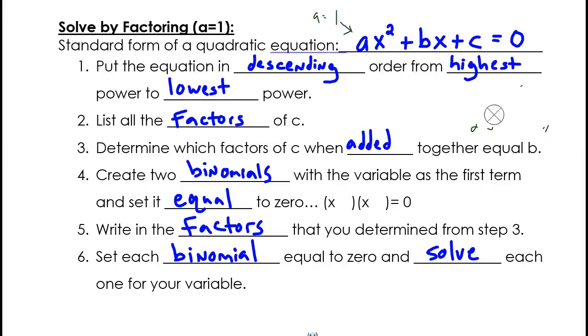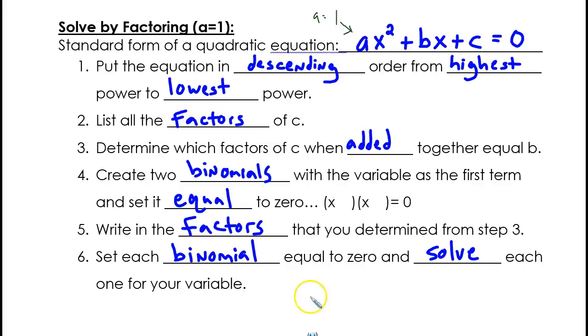Let's clear that out. So once we list out the factors of c, the constant term, we'll determine which factors of c would add together to give us b. So you can think of this as what factors of the end number add together to give you that middle number. Okay, we will create two binomials using the variable that we started with, at the beginning of each binomial, equal to 0. And then the factors that worked for us, that added to give us that middle term b, will go in the spaces that we've left behind.